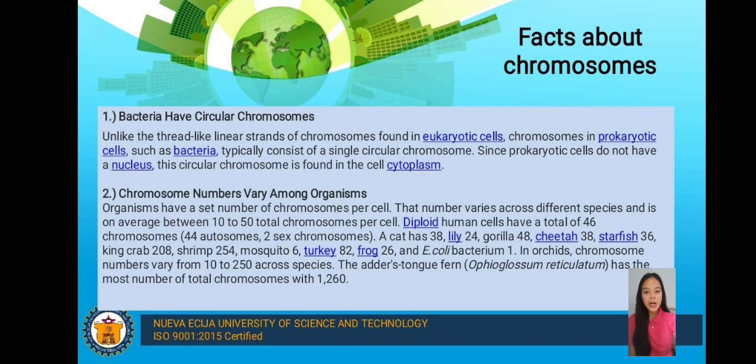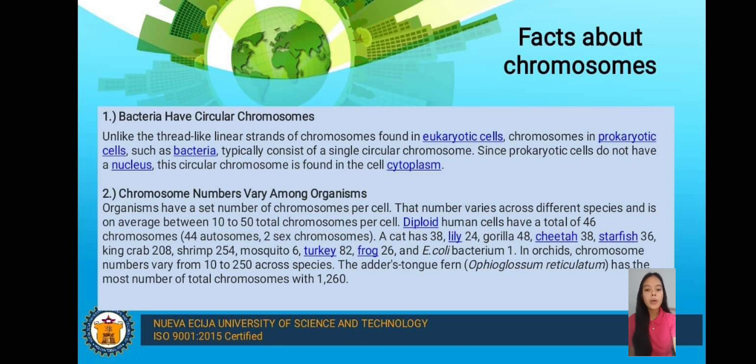And now, let's talk about the facts about chromosomes. Number 1, bacteria have circular chromosomes. Unlike the thread-like strands or chromosomes found in eukaryotic cells, chromosomes in prokaryotic cells such as bacteria typically consist of a single circular chromosome. Since prokaryotic cells do not have a nucleus, this circular chromosome is found in the cell cytoplasm.